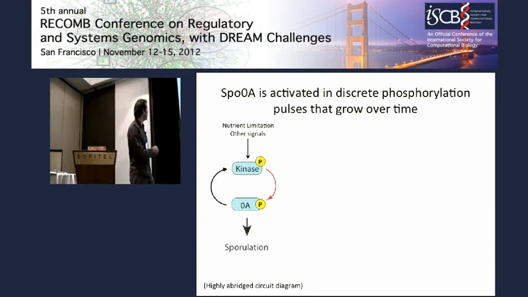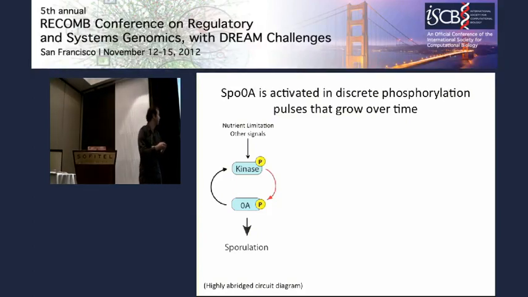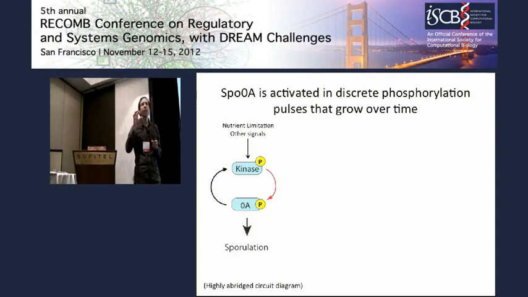The idea is that there is a set of kinases in the cell that respond to inputs from nutrient limitation and a variety of other signals. When they're active, they phosphorylate a master regulator called SPO0A. And SPO0A, when it's phosphorylated, is necessary and sufficient to induce sporulation. Now, there's a second part of this circuit. The master regulator SPO0A can actually feed back and upregulate the kinase. That's this positive feedback loop here.